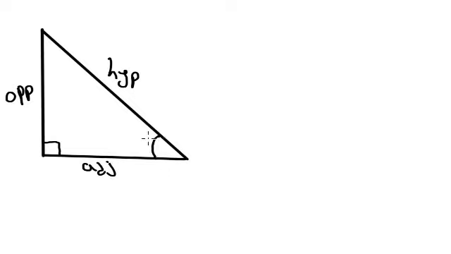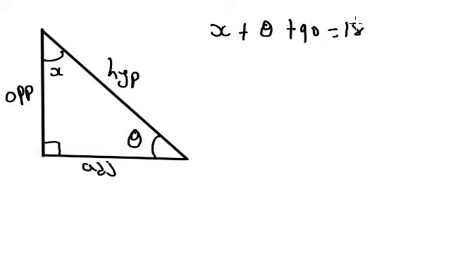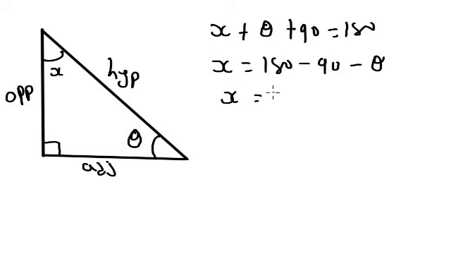Now, the base angle, if I assume it is theta, what would be this angle? Since the sum of angles in a triangle is 180, if I assume this angle is x, then it turns out that x plus theta plus 90, because it's a right angle, equals 180. And the goal is to solve for x. If I subtract theta and 90 from both sides, I will end up with 180 minus 90 minus theta. And at the end of the day, you notice that x will be equal to 90 minus theta. So I'm just going to replace x with 90 minus theta.